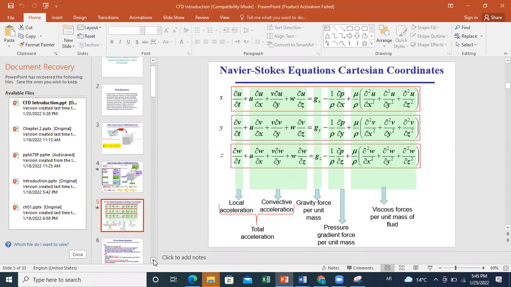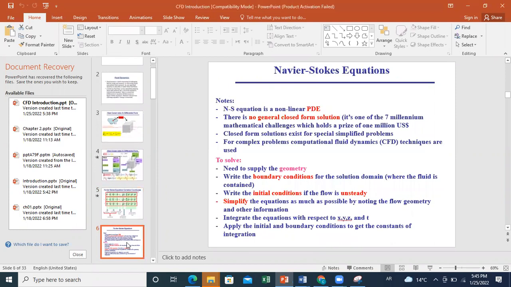Now, these equations were very challenging to solve, and they consist of nonlinear partial differential equations, and we were not able to find a general closed form solution. It was one of the main mathematical challenges, and very high prizes were offered for people who can solve them, but no one was able to find an analytical general solution for these equations. So closed form solutions were only possible for certain simplified problems.